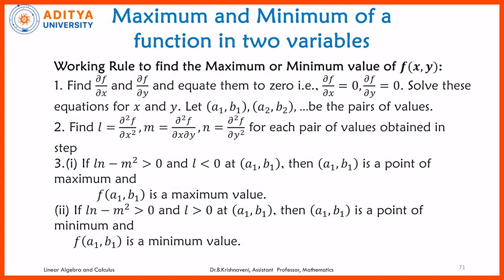So now let's see the working rule to find the maximum and minimum of a function in two variables, that is f of x comma y. First find ∂f/∂x and ∂f/∂y and equate them to 0. That is, ∂f/∂x equals 0 and ∂f/∂y equals 0. Solve these equations for x and y. Then we will get pairs of values like (a1, b1), (a2, b2), and so on. That is the first step.